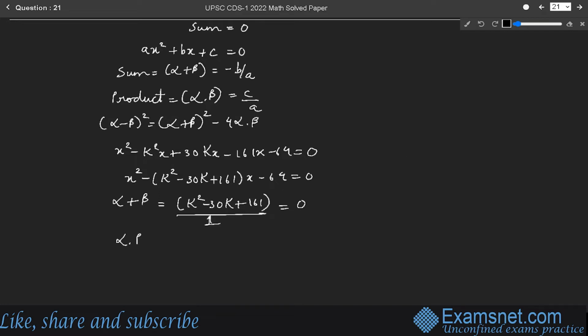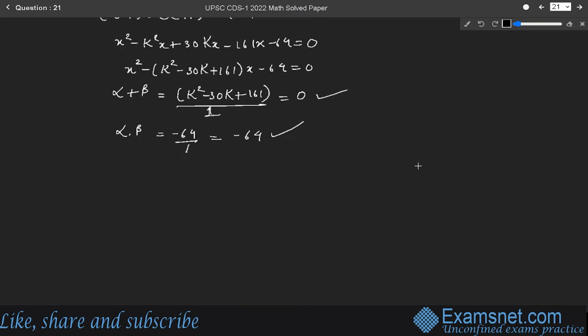And alpha into beta will be equal to minus 64 upon 1, which is minus 64. The sum of the roots of the given quadratic equation is 0 and the product is minus 64. Now we have to find the value of alpha minus beta.